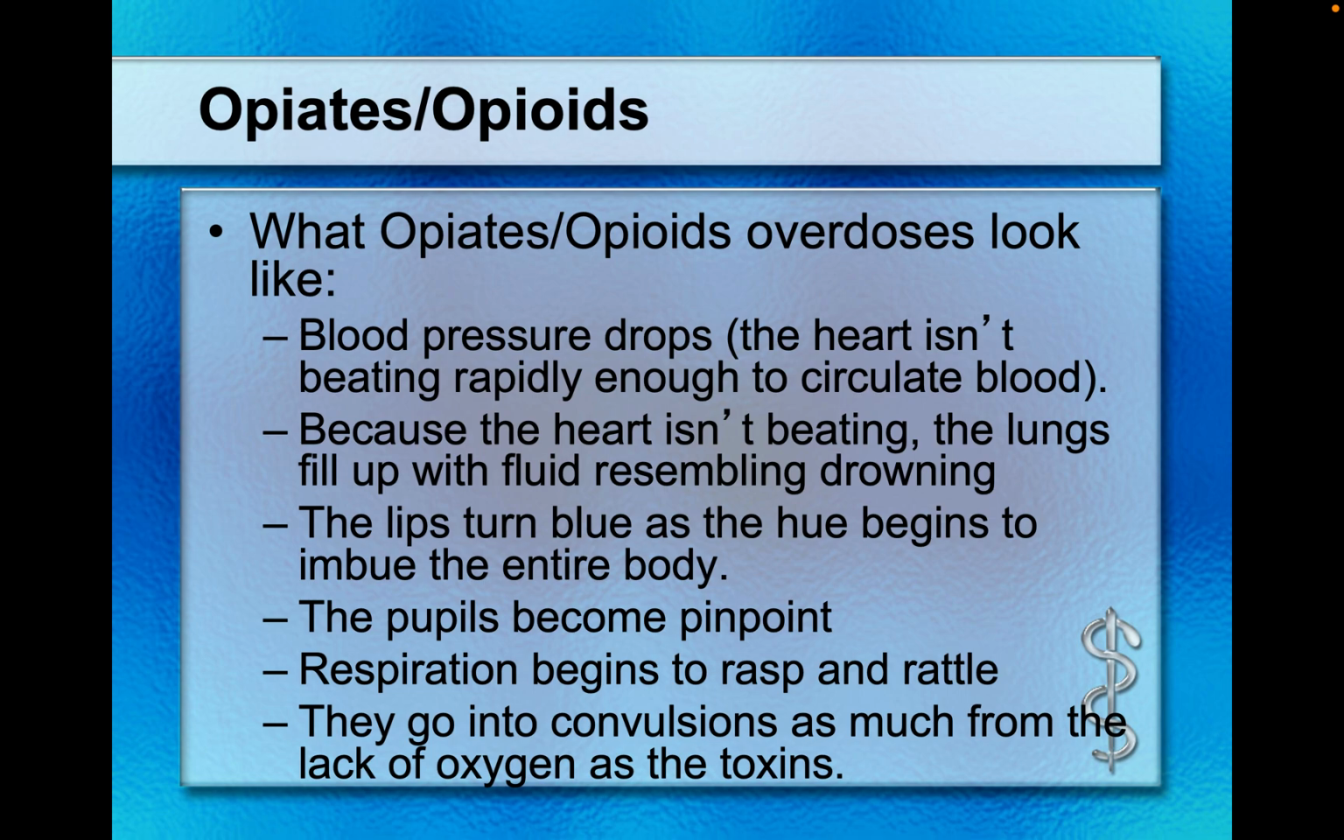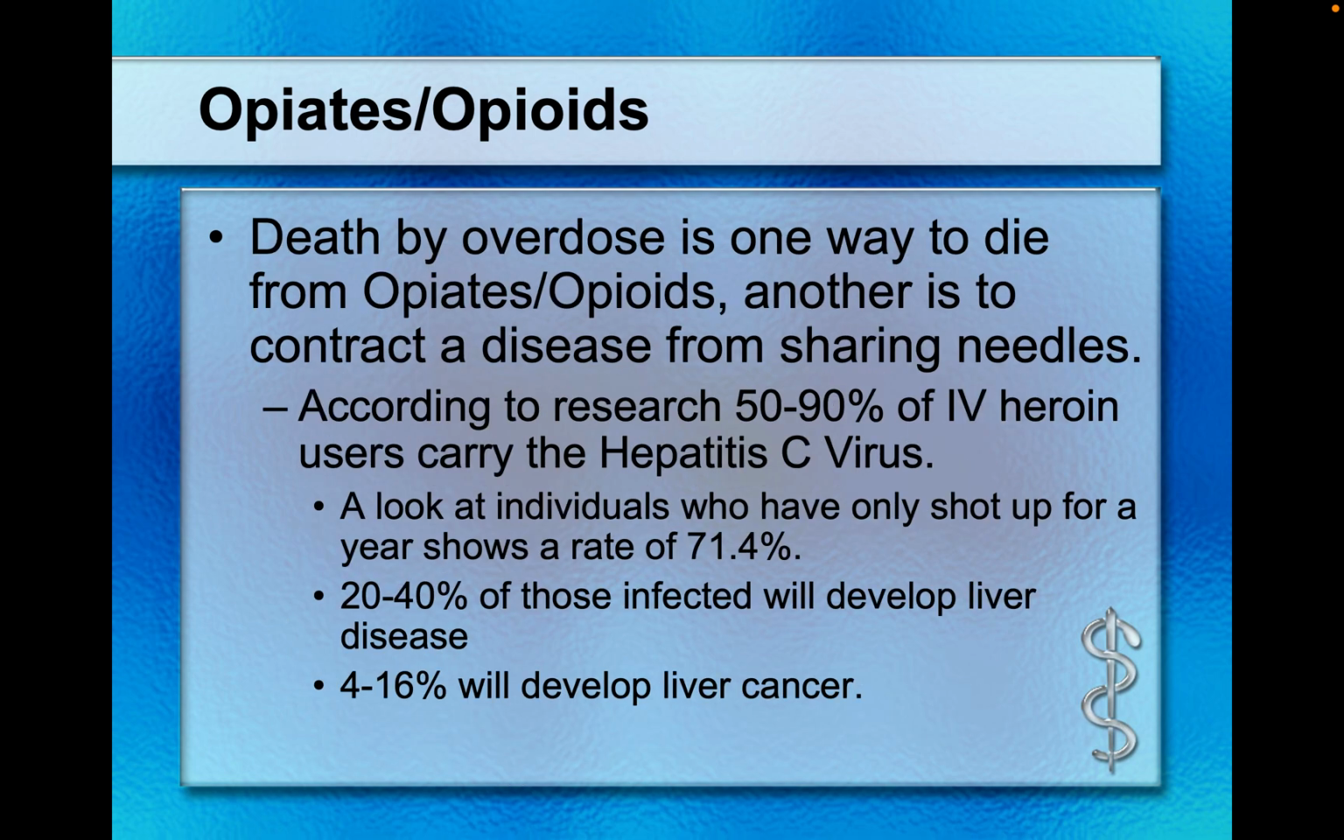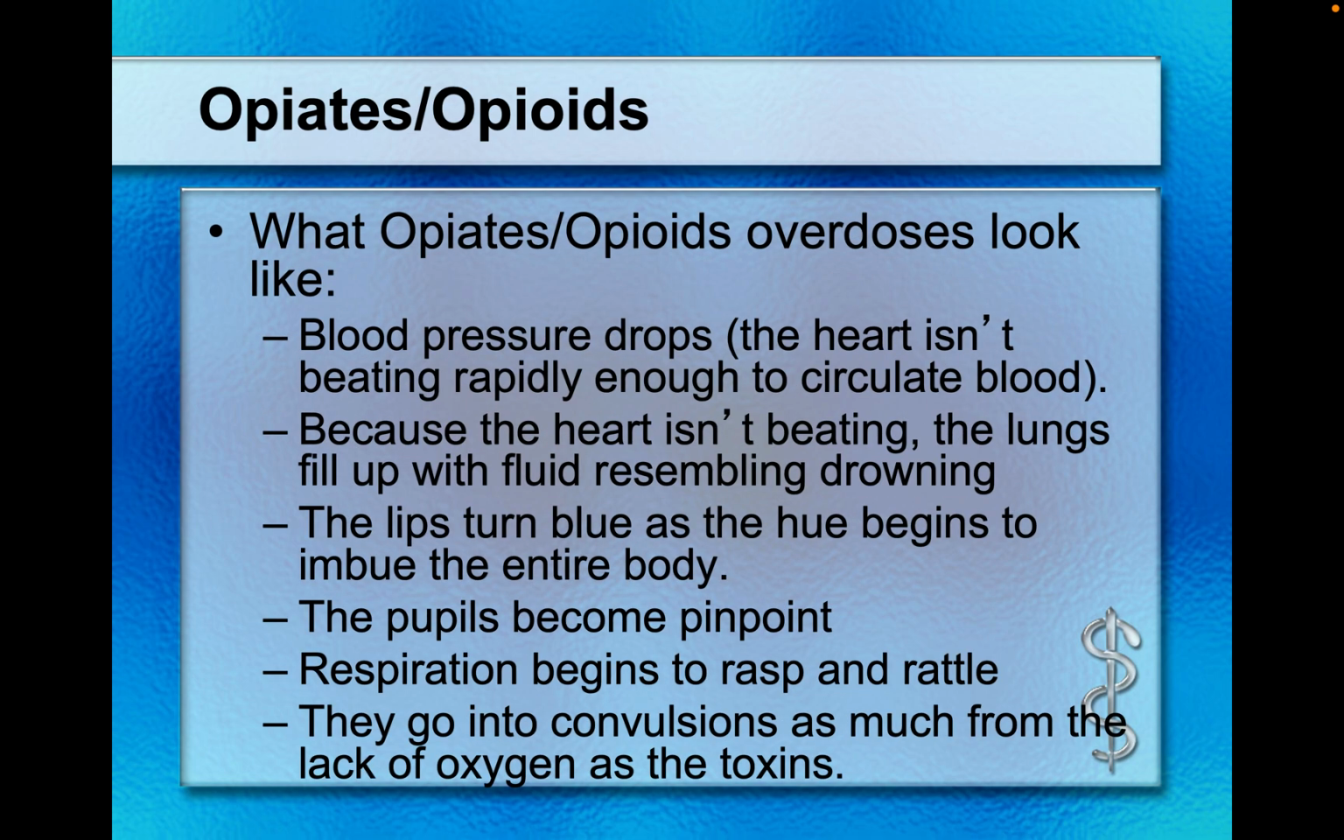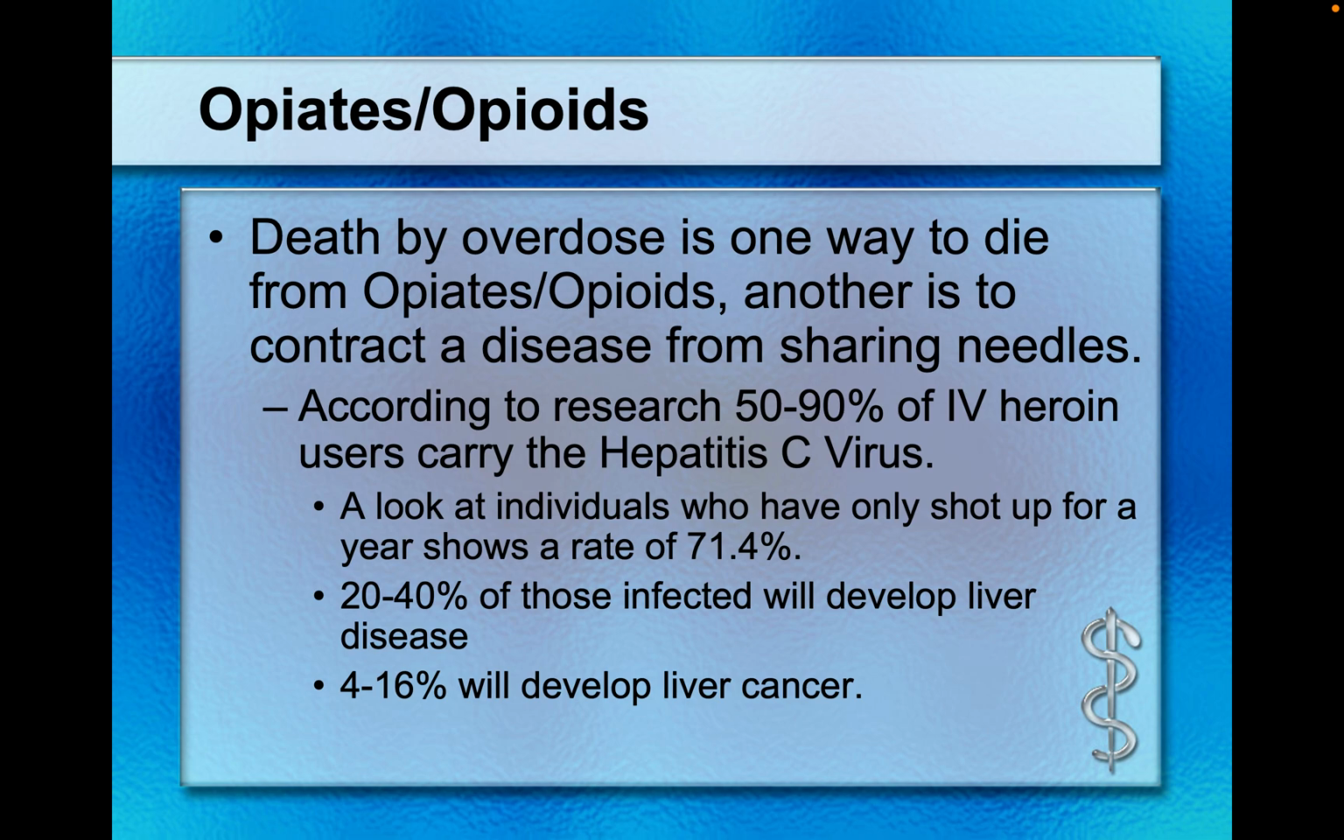So we've got a really serious problem here, and we need to get their blood pressure up. We need to do something to clear that fluid out of their lungs. And this is kind of what COVID looks like, coronavirus. Their lungs fill up with fluid, and they can't get rid of it, and that's one of the reasons why they put them on respirators. Death by overdose is one way to die from opioids. Another is to contract a disease from sharing needles.